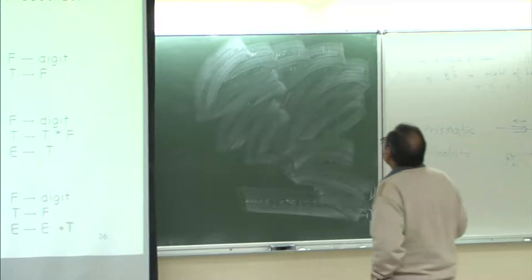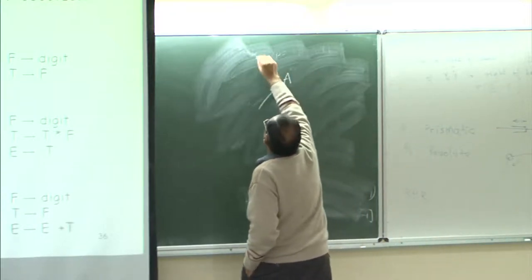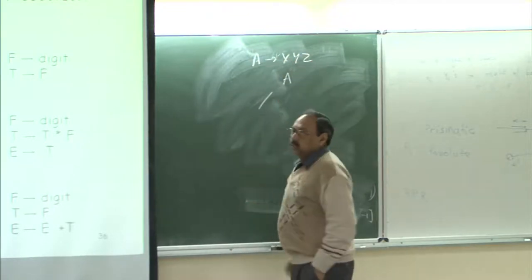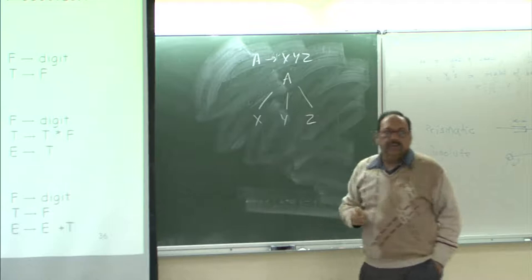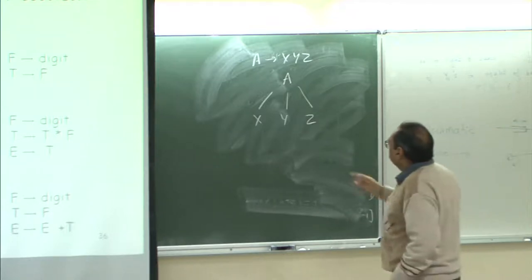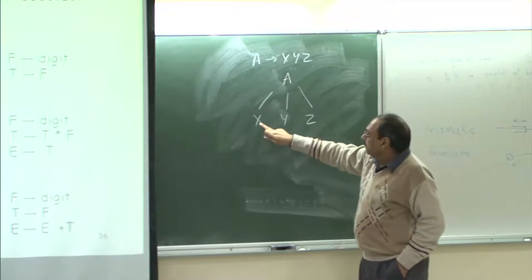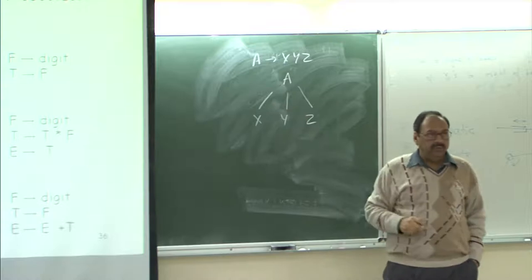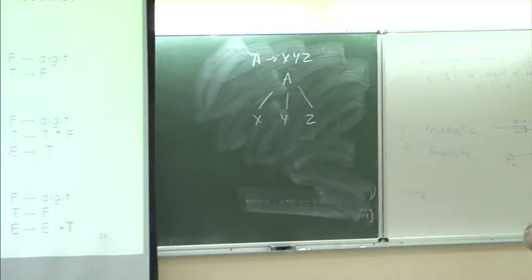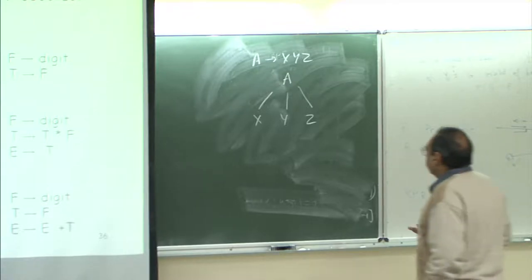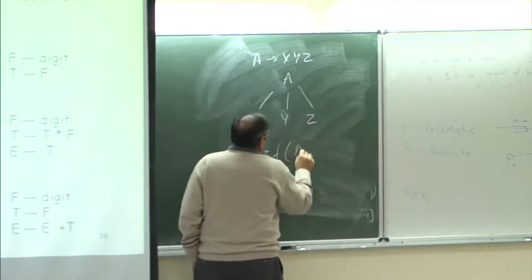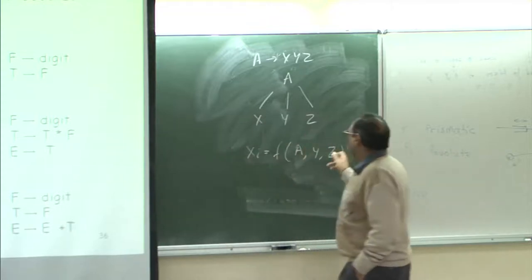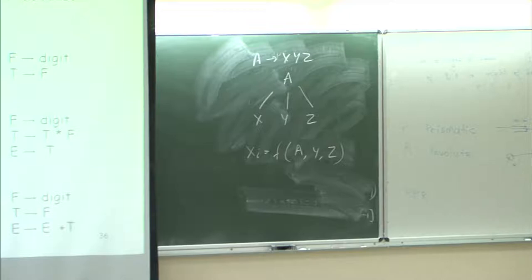Except a small catch. Let's say I have a production of this form, A goes to XYZ. In a top-down parser, this is how my parse tree is going to get created. Now if I look at inherited attributes, the way I am defining them is that the inherited attribute of a symbol can be defined in terms of the inherited attribute of its parent node and attributes of its siblings. That means potentially I can write an equation which says X inherited is a function of some attributes of A, Y, and Z. As far as my inherited attribute definitions are concerned, this is a valid equation.